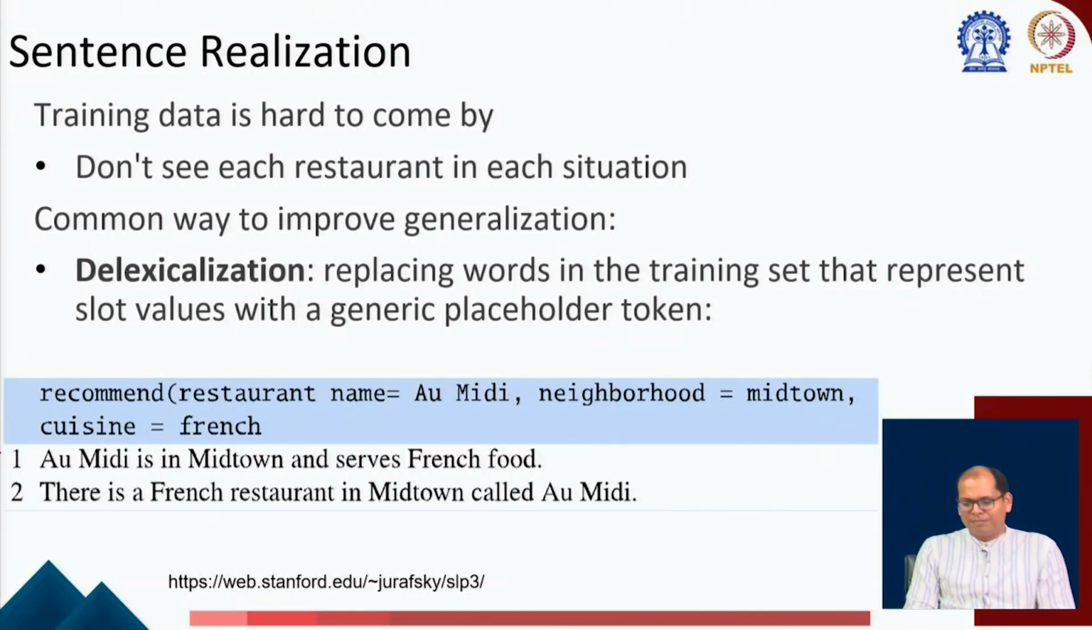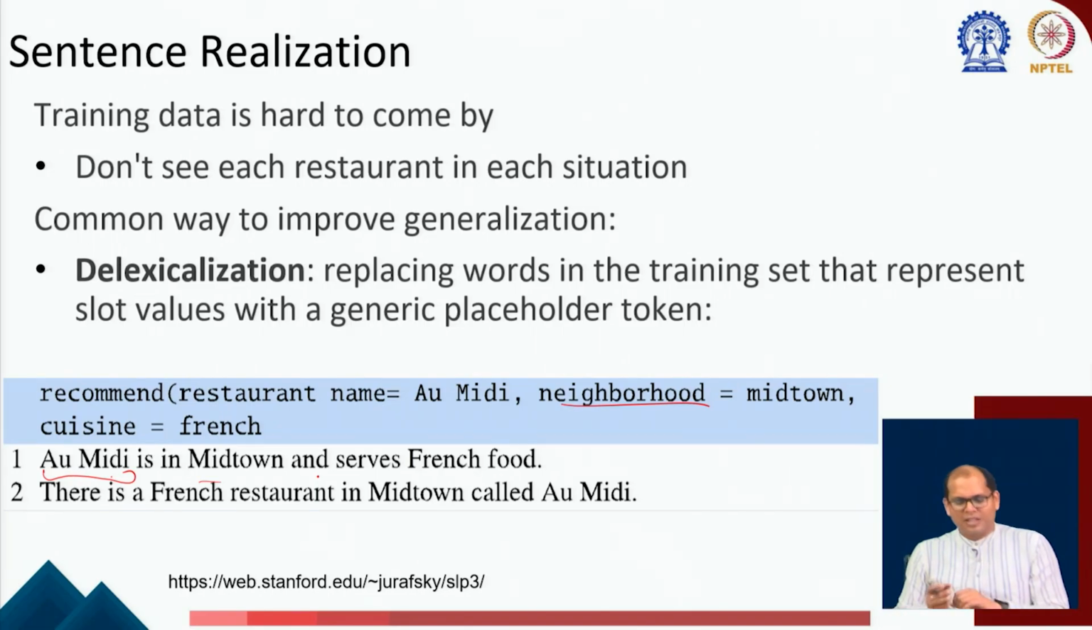Now, the problem is that it is very difficult to get this kind of training data in huge quantity. So, you may not see every restaurant and every possible situation. A common way of solving it is that you take away the actual names of the restaurant. This is called delexicalization. So, rather than saying Omidi, you generate based on restaurant name. So, you generate: restaurant name is in neighborhood and serves cuisine food, right.